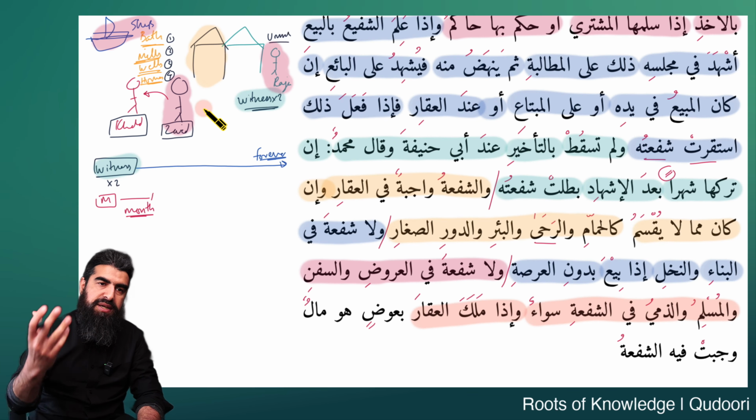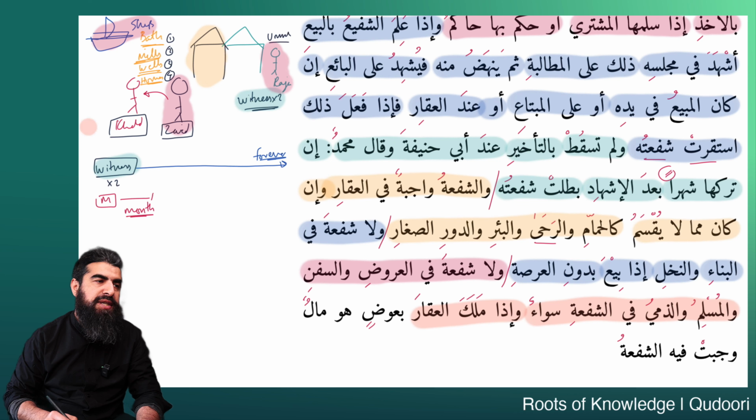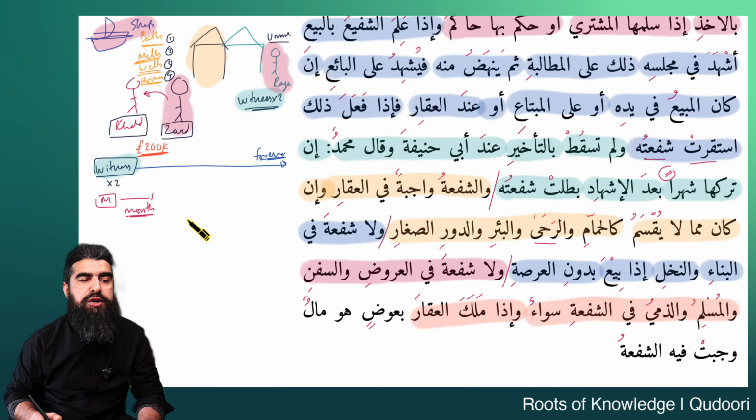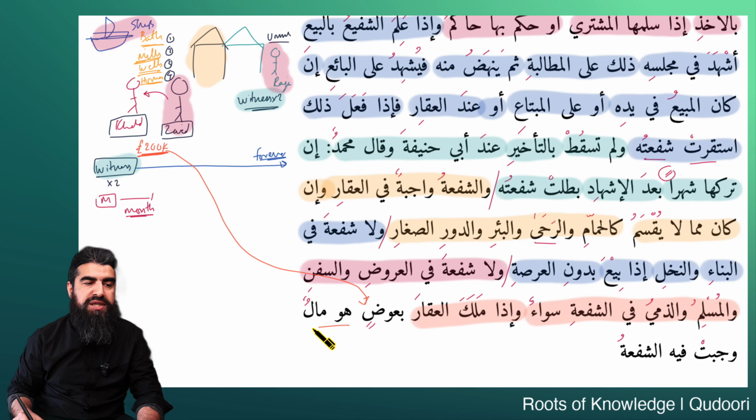I'm going to explain this to you next lesson in a bit more detail. But the gist of this is that when a person has now owned, so for example, in this case, Khalid has now bought the property for, let's say, 200k. So £200,000 this property has been purchased for. That £200,000 is what we call iwad. It's an iwad, it's an exchangeable item. Huwa malun, which is considered legally to be mal. Wajabat fi shufa, shufa will become necessary.